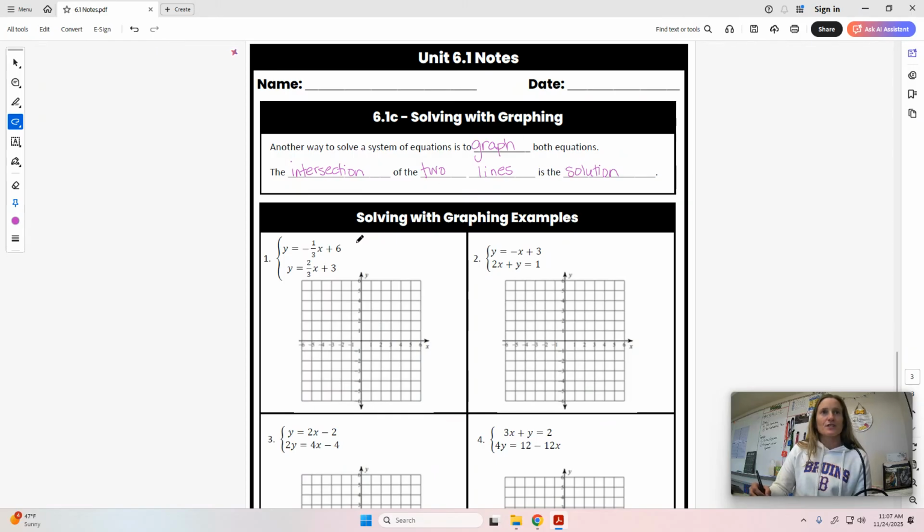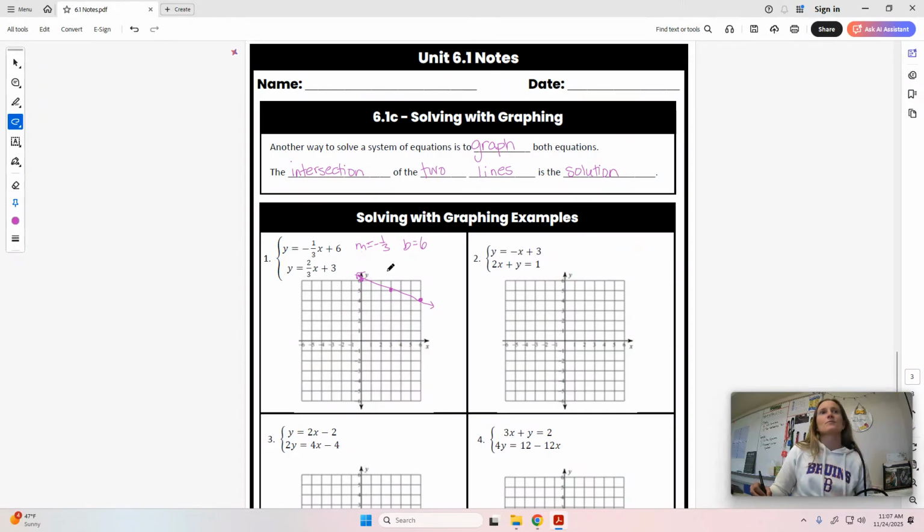So for this first example, we have a slope of -1/3, and we have a y-intercept of 6. So I'm going to graph this equation. I've got my y-intercept. I'm going down 1 and over 3. And I have a feeling trying to graph a straight line on the screen is not going to be the easiest thing I've ever done. But there we go. So that's our first equation.